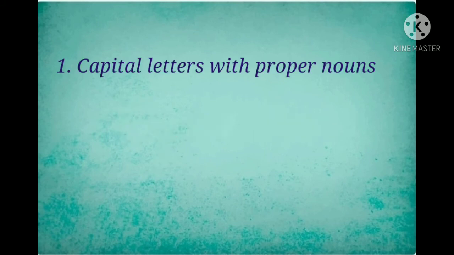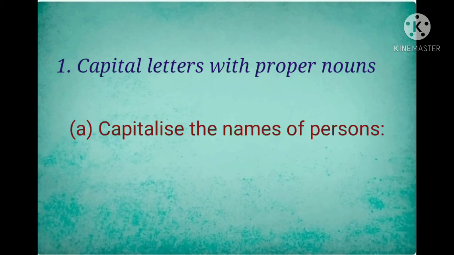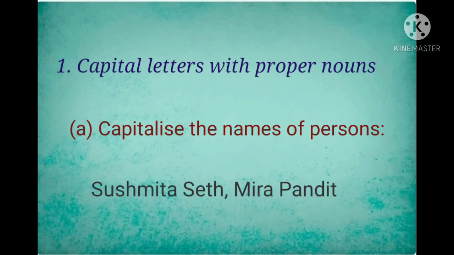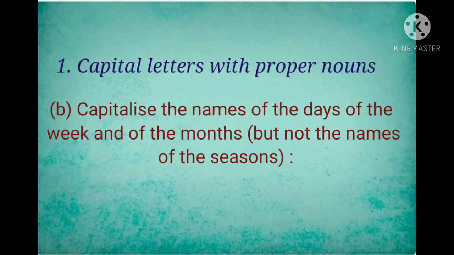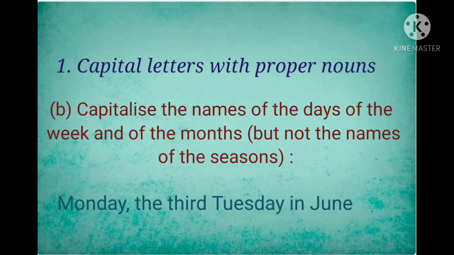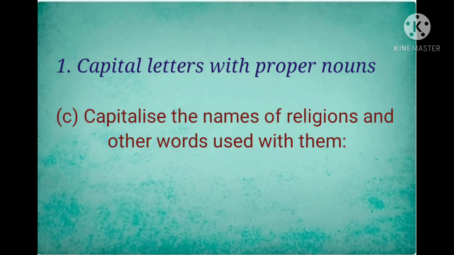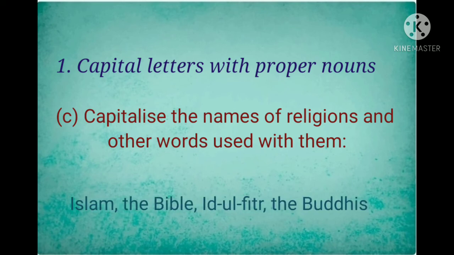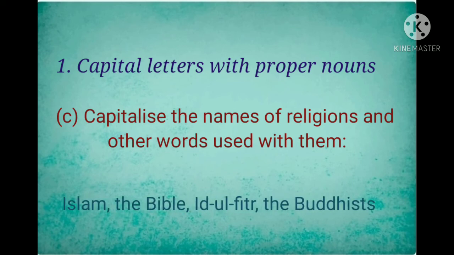First, the capital letters with proper nouns. The A part, we capitalize the names of persons. Example, Sushmita Seth, Meera Pandit, etc. B part, we capitalize the names of the days of the week and of the months, but not the names of the seasons. Example, Monday, the third Tuesday in June, etc. The C part, we capitalize the names of religions and other words used with them. Example, Islam, the Bible, Eid al-Fitr, the Buddhists.